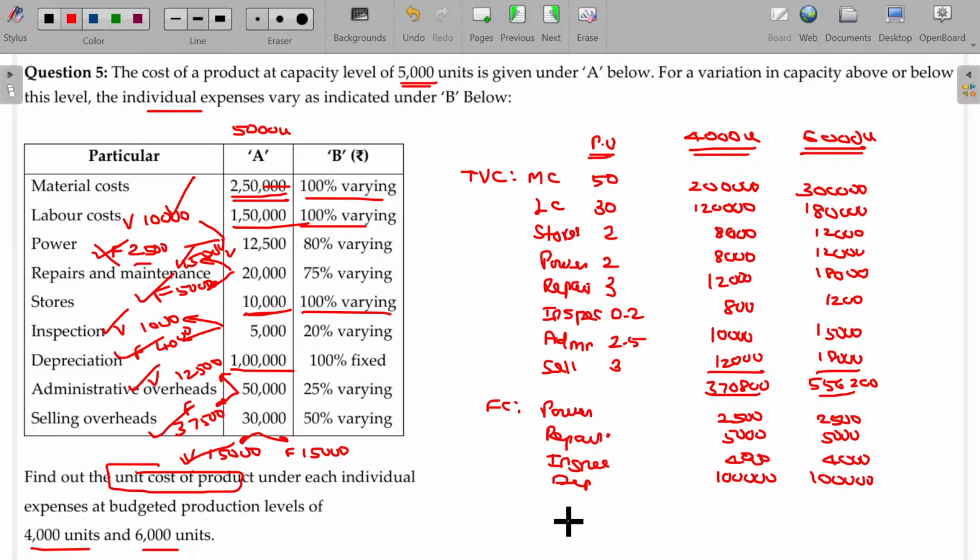And in selling, 37,500 is fixed. And okay, this one is admin. Now selling expenses, 15 is fixed. Get me the total fixed overhead. One lakh 64,000. It remains constant at both the levels of operations. 1,64,000.